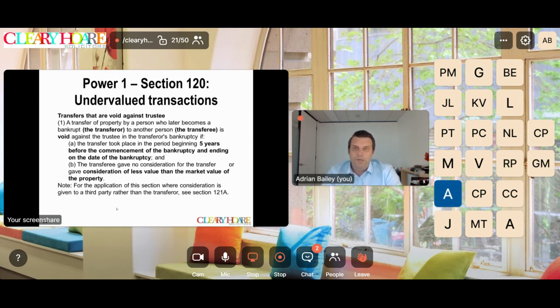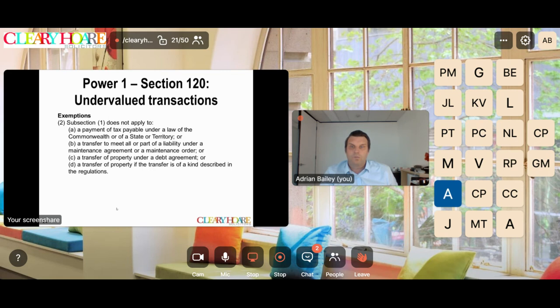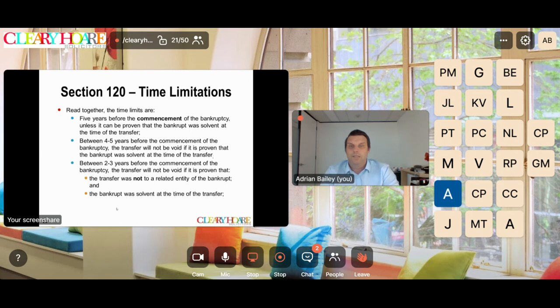Now, in terms of that 5-year period, there is a shortening of that where we can show that we were solvent at the time of the gift. So it's either going to be 5 years or 4 years, but at the very least, it's going to be 4 years that we need to look back for any of these sorts of transactions. Now, there are some exemptions in relation to that. So things like payments of tax, maintenance agreements under the family law. And there's other things in terms of regulations. So even though we have made some of those sorts of payments, they're not going to be included, obviously. And as I said before, in terms of the time limits, 5 years, unless it can be shown that we were solvent at the time of the transfer. So then 4 years for that.